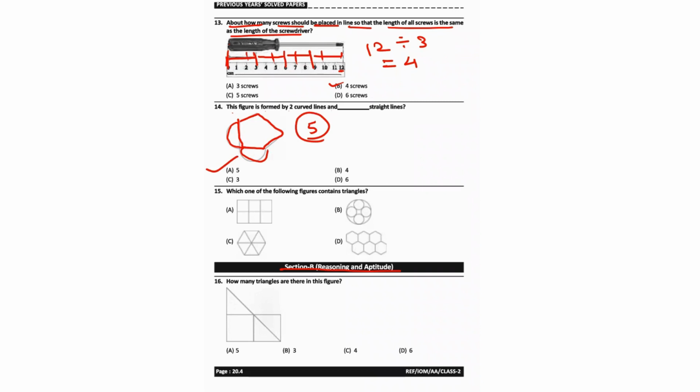Okay, students. Next one. Which one of the following figures contains triangles? In the first option, if you check, these all are squares. Over here, these all are circles. In the third one, if you check, yeah, we have a triangle here. So, this is the figure which has triangles, option C.